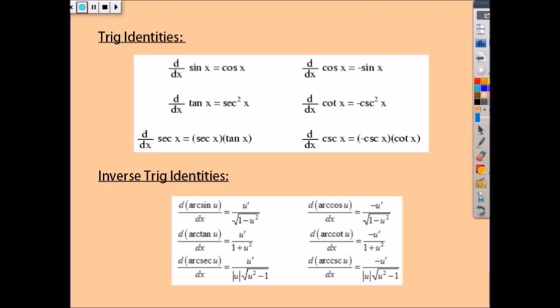So, for some trig identities, d over dx of sine x, which is the derivative of sine x, equals cosine x. The derivative of cosine x equals negative sine x. The derivative of tangent x equals secant squared x. The derivative of cotangent x equals negative cosecant squared x. The derivative of secant x equals secant x times tangent x. The derivative of cosecant x equals negative cosecant x times cotangent x.